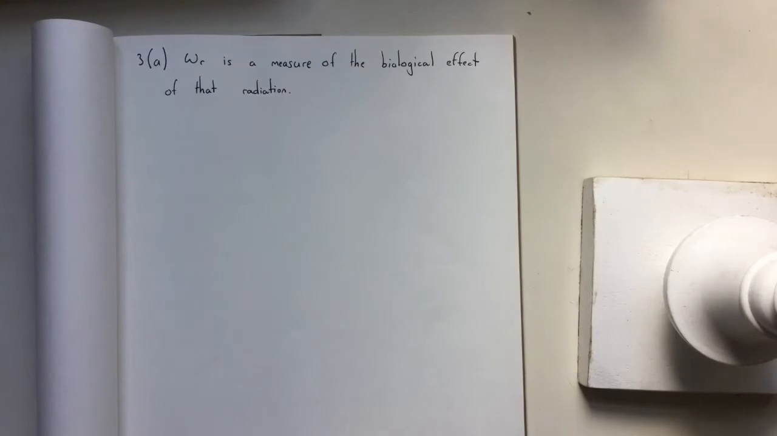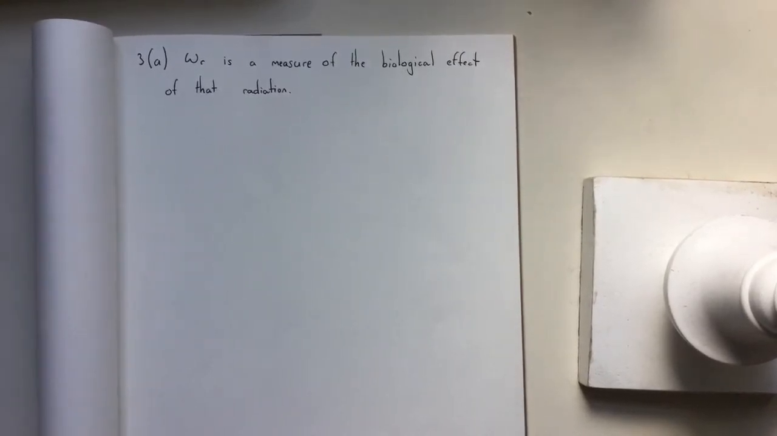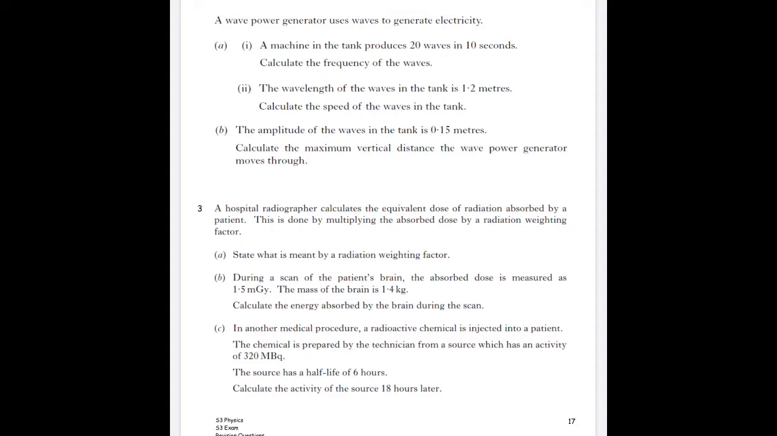Now, that is just a definition you should know from your booklets, and that hopefully you will remember for any tests or exams that involve radiation. Right, question B says that during a scan of the patient's brain, the absorbed dose is measured as 1.5 milligrays. The mass of the brain is 1.4 kilograms. Calculate the energy absorbed by the brain during the scan.